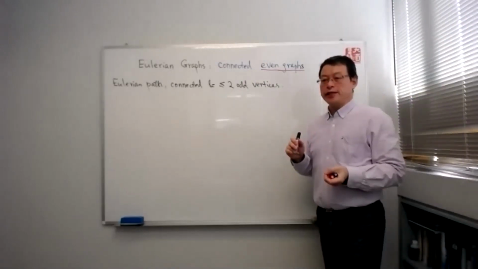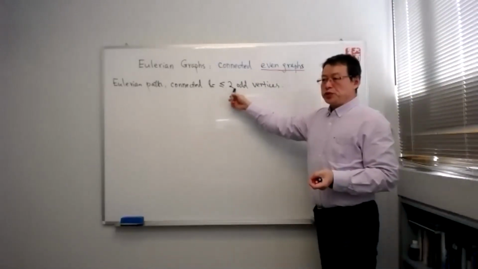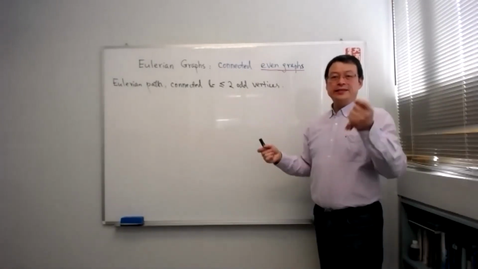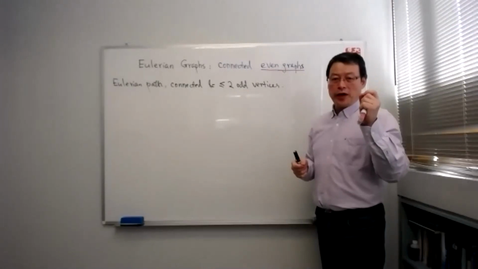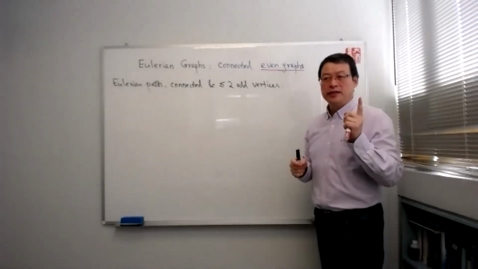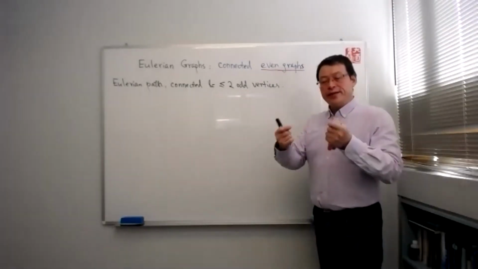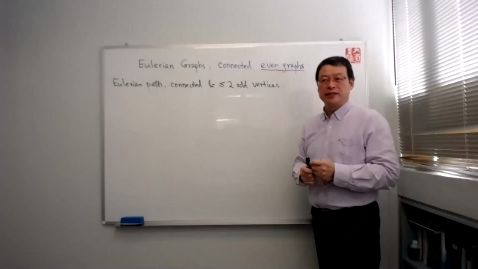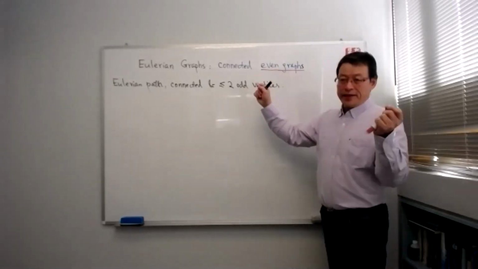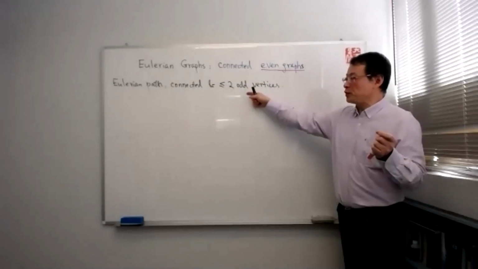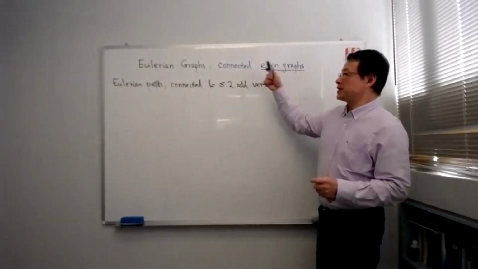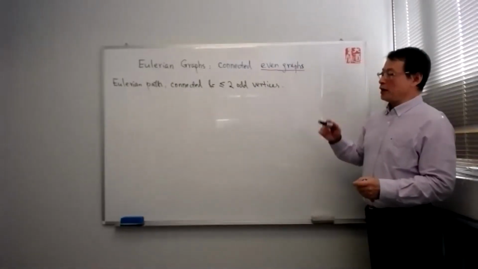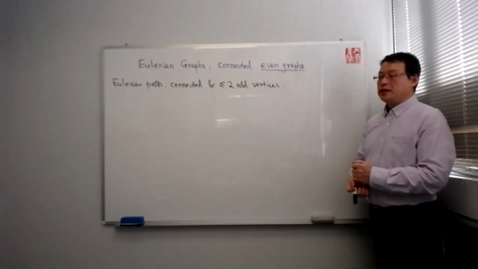Of course, by the handshaking theorem, at most two odd degree vertices means either zero or two odd degree vertices. It cannot be one, because the number of odd degree vertices must be even. If the graph contains either zero odd degree vertices or two odd degree vertices, then it will have an Eulerian path. So that's the connection between an Eulerian graph and a graph containing Eulerian paths.